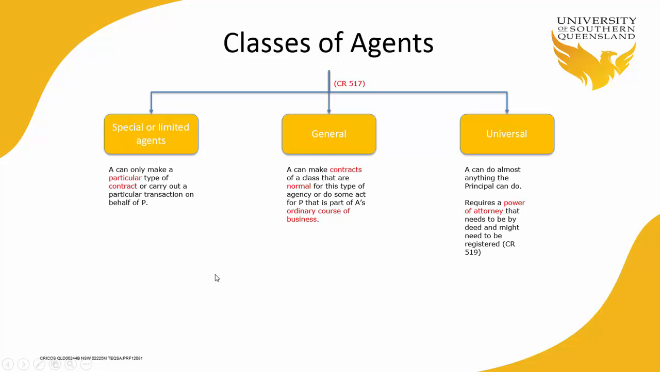Now there are classes of agents, and this is given to you in brief on page 517. So you see that there are special or limited agents.